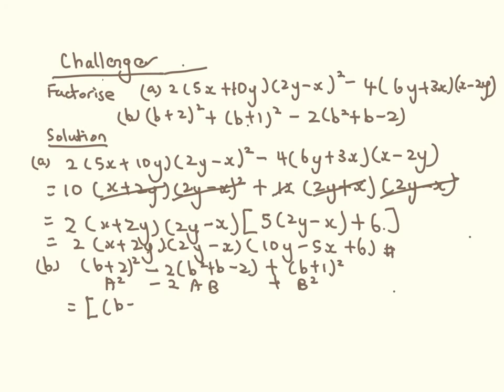So capital A is b plus 2. Capital B is b plus 1. So A minus B whole thing squared. So simplifying the terms, b minus b, you get 0. 2 minus 1, you get 1. 1 squared, the answer is 1. So that's the answer for factorization.